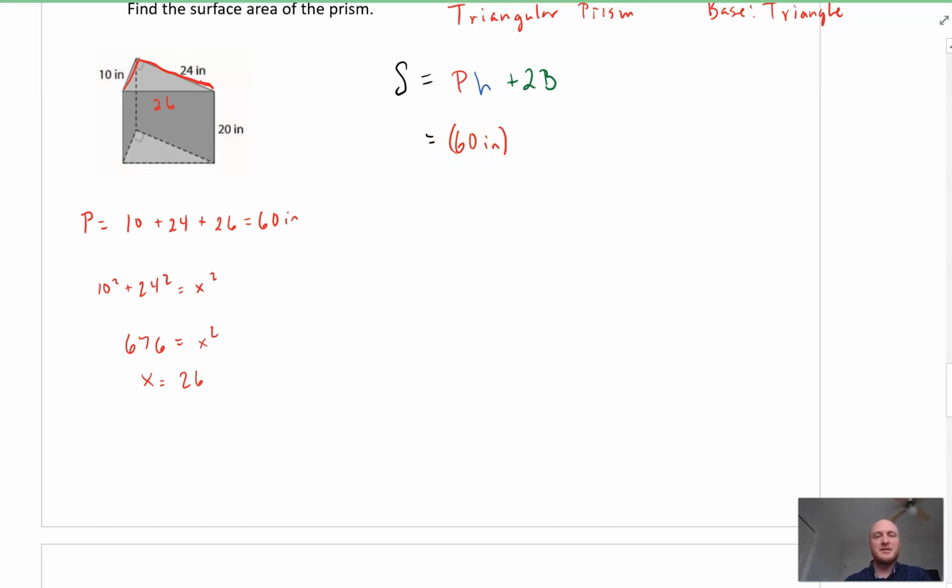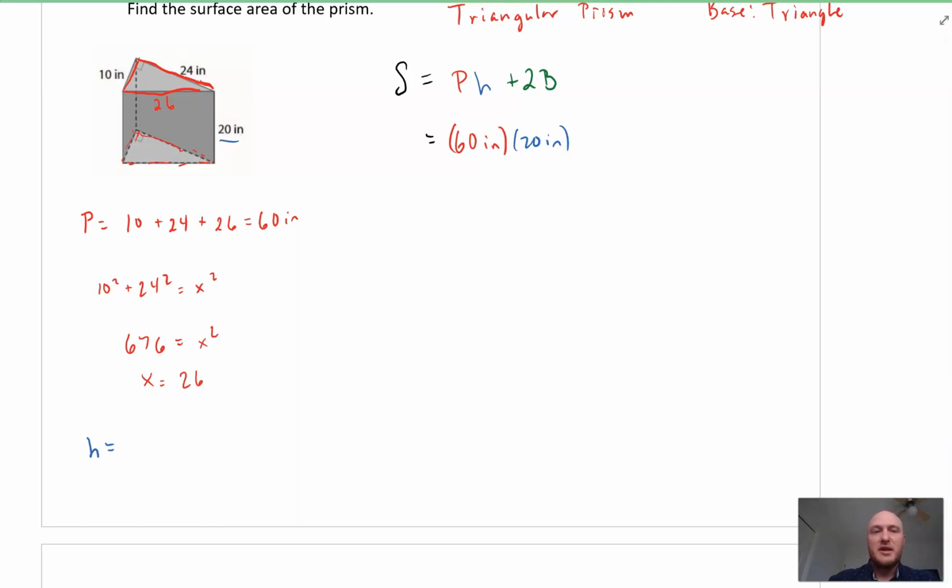All right, next, what I need is the height. I need to know what's the distance between the two bases. So here is one base, and then the other base is down here. So what's the distance between those two objects? Well, that would be 20 inches. Okay, that was relatively easy.